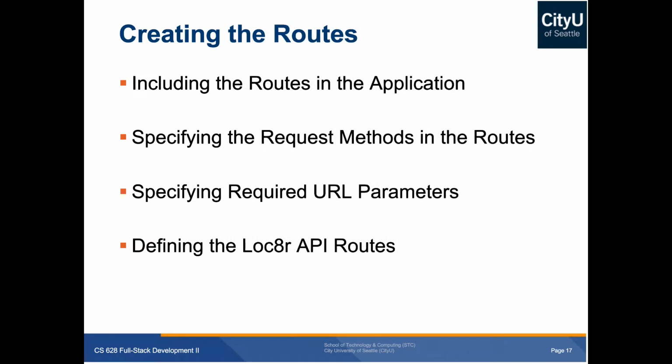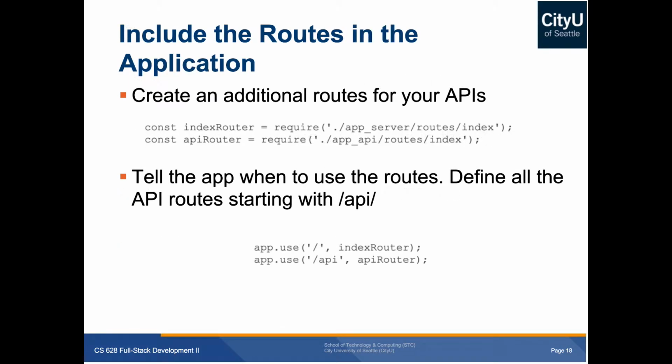You would create the routes in the application, specify the request methods in the routes, and the required URL parameters, defining the Locator application API routes. You now need to create additional routes for your API. You have the index router. You now have to add the API router, and you would point that to a different folder.